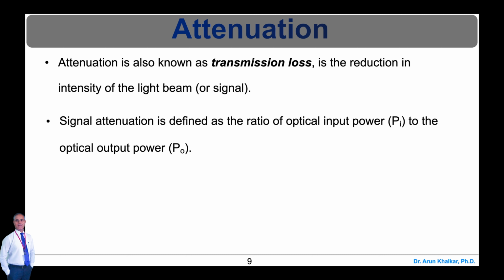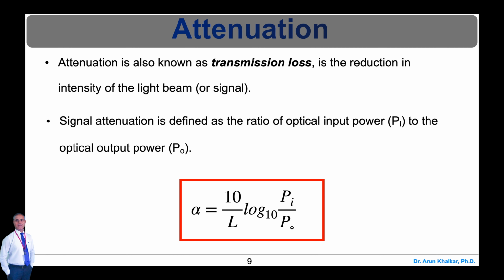Signal attenuation is defined as the ratio of optical input power, that is Pi, to the optical output power, Po. The following equation defines signal attenuation as a unit of length. So attenuation alpha is equal to 10 upon capital L log to the base 10 Pi upon Po, where capital L is the length of the optic fiber, Pi is the input power and Po is the output power.